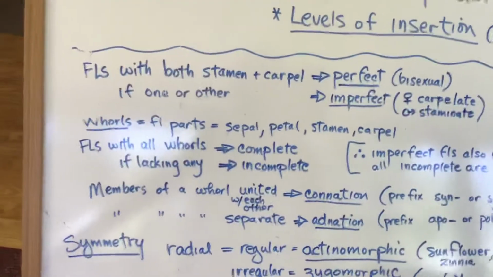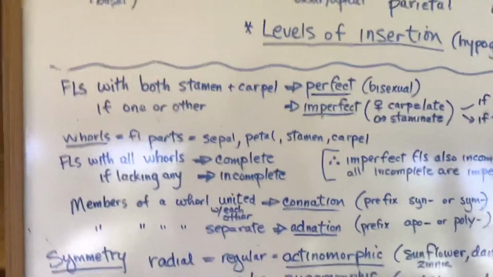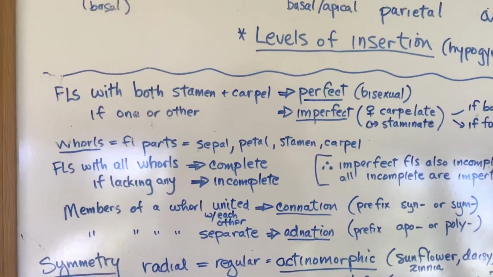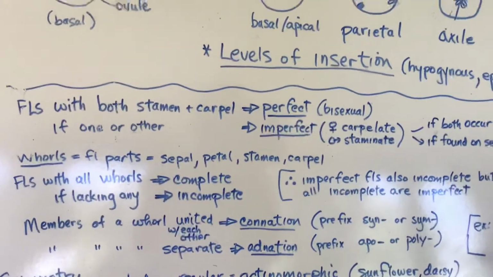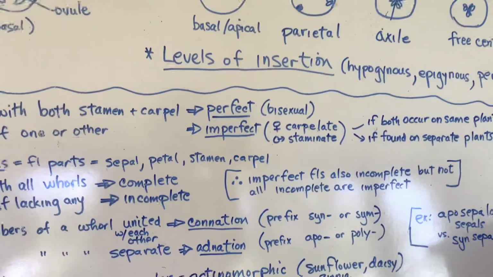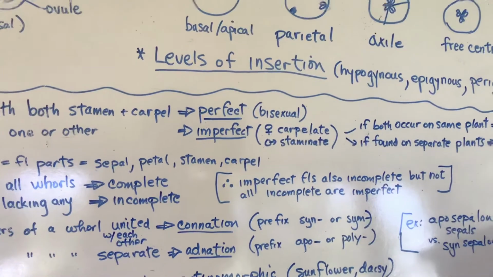All right, and then to finish up with the rest of the terminology, let's go over a bunch of these terms. Flowers with both stamen and carpel are what we call perfect, or also bisexual. That is, they have both male and female parts. If they have just one or the other, they're just male flowers or just female flowers. If they're just female, they're called carpellate. If they're just male, they're called staminate.